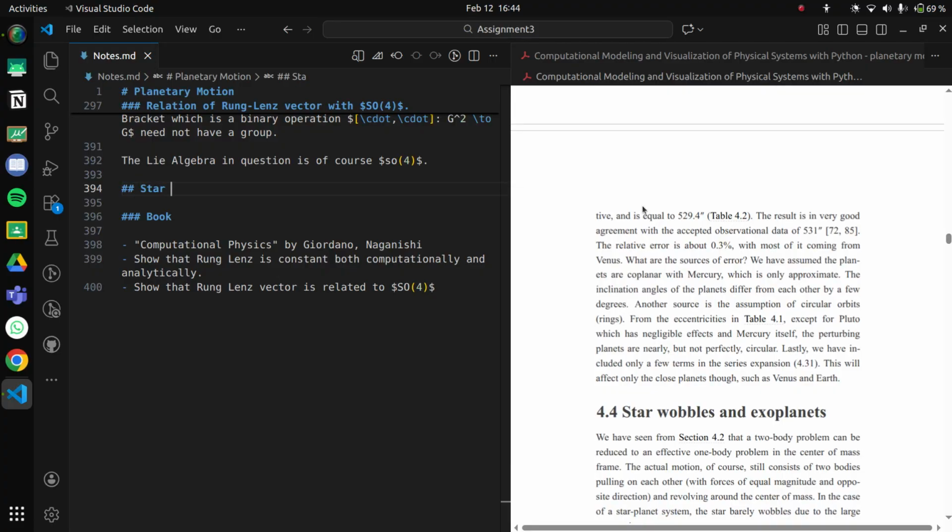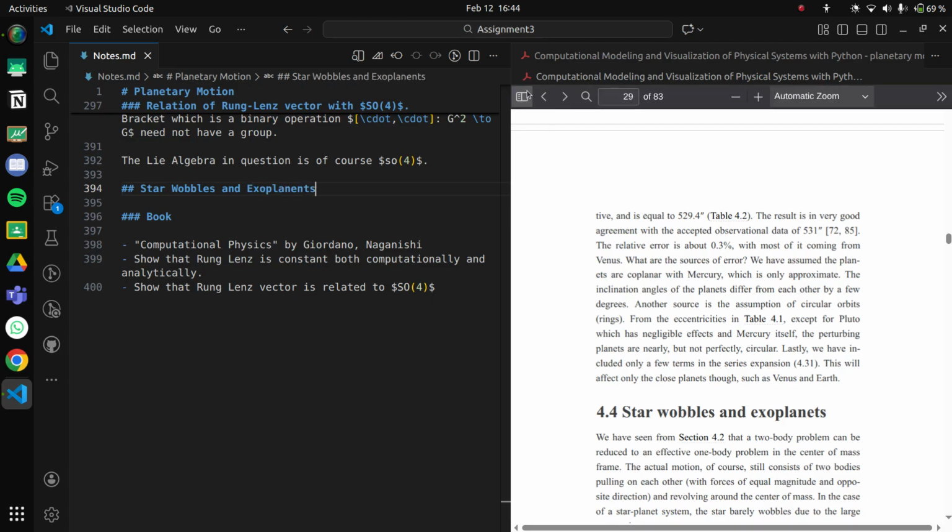So star wobbles and exoplanets. I'll do this, but before that I'll take a break.